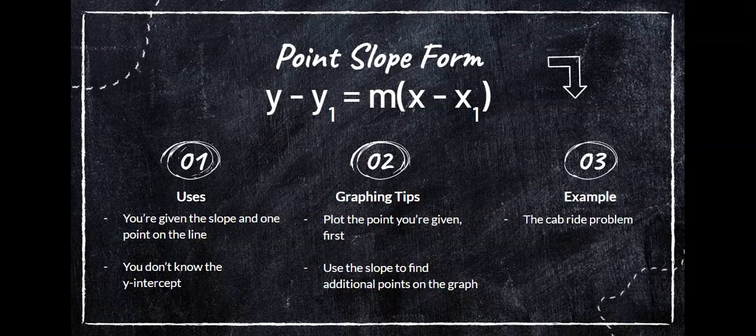You can use the point-slope form when you're given the slope and one point on the line. It's especially helpful when you don't know the y-intercept. A graphing tip is to plot the point that you're given first. You can find that point by locating x1 and y1 and creating a coordinate point. Then you can use the slope to find additional points on the graph. When you think about point-slope form, think about the cab ride problem.